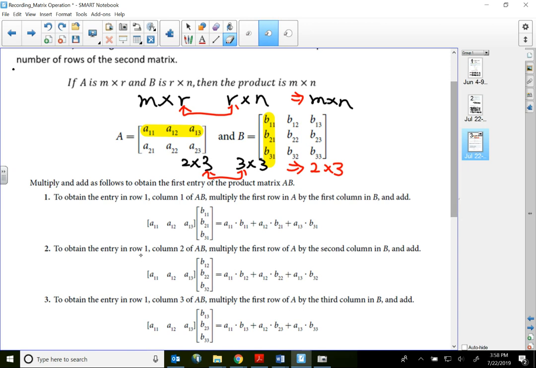So this is to obtain the 1, 2 entry of A times B. This time we take row 1, let me use green, row 1, go with column 2. So I take 1, 1 times 1, 2, plus 1, 2 times 2, 2, plus 1, 3 times 3, 2. That gives me the 1, 2 entry. So on and so forth.